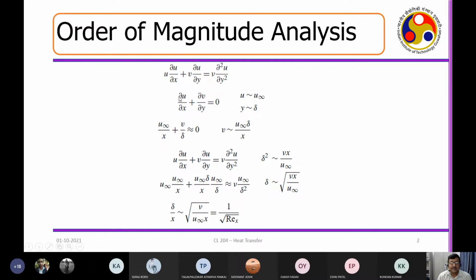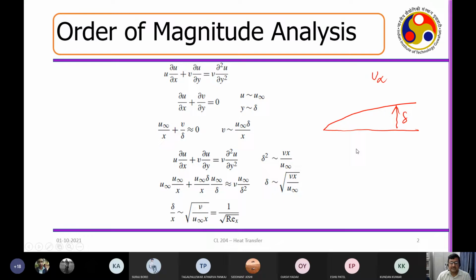Suppose you take the continuity equation, say del u by del x plus del v by del y equal to 0. So I first take the continuity equation. And I know that, suppose there is a flat plate, and there is a boundary layer that is developing from the leading edge. So I know that the free stream velocity is u infinity, and the thickness of the boundary layer is defined as delta.